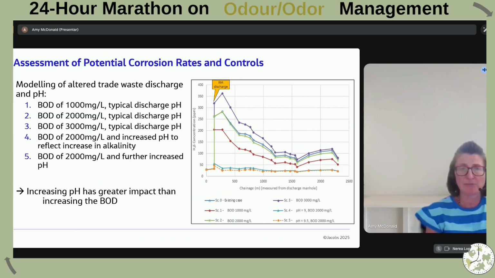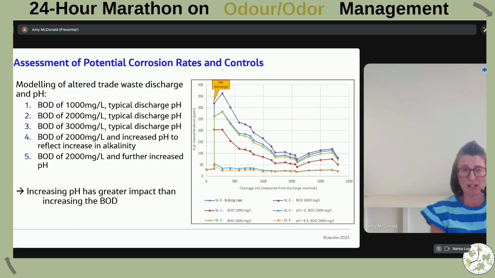What we then did is we increased the BOD, but also increased the pH as well to reflect an increase in alkalinity. And what we found is that by increasing the BOD and the pH together, we could bring the H2S concentrations down significantly. And you can see in this graph here, the yellow and the light blue plots at the base with the lowest H2S concentrations occurred when we had the increased BOD and the increased pH.